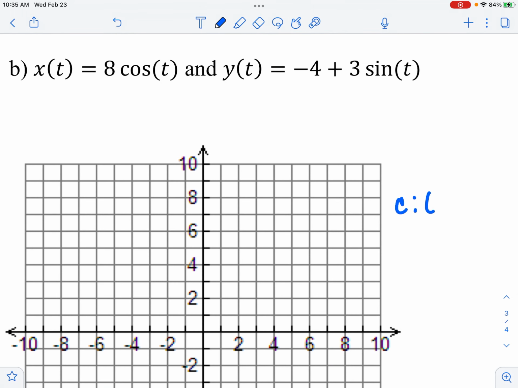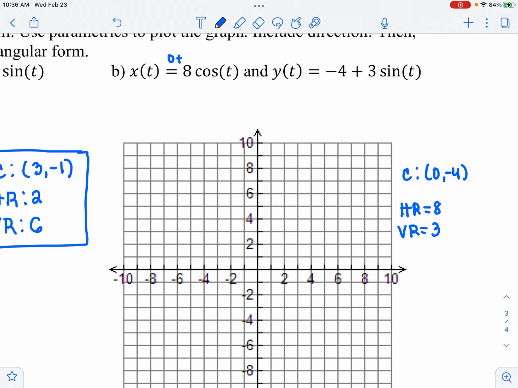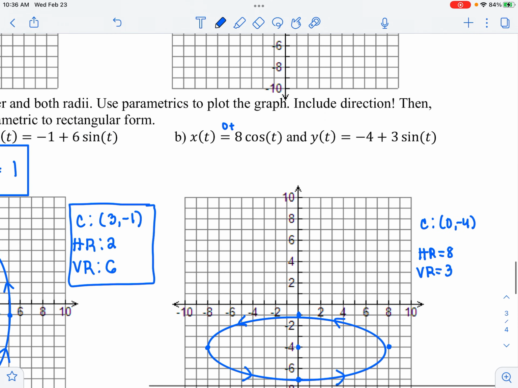You should have your center is 0, -4. There is no h value here. This is 0 plus. And then I get my horizontal radius is 8, and my vertical radius is 3. Go ahead and graph that. 0, -4. Horizontal radius is 8, so right 8 and left 8. Vertical radius is 3, up 3, and down 3. You can go ahead and make your horizontal ellipse this time. Show your direction, which is counterclockwise. And then go ahead and convert.